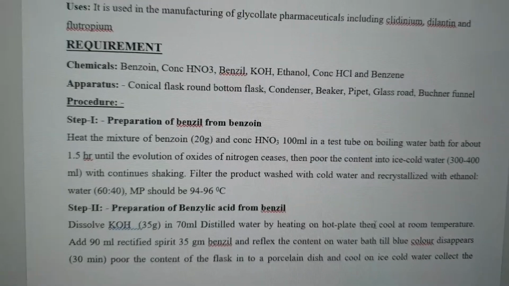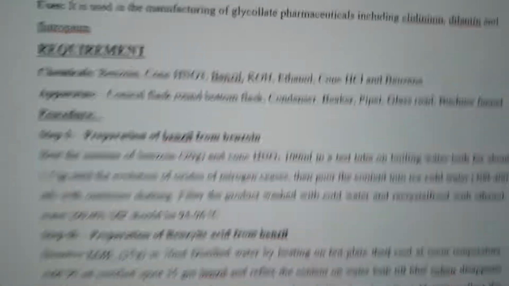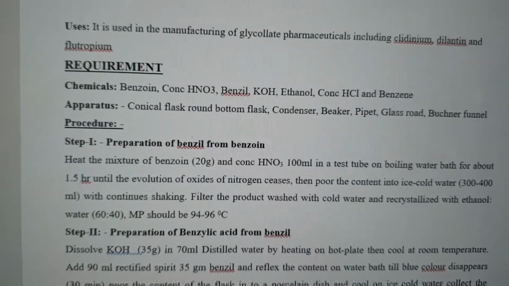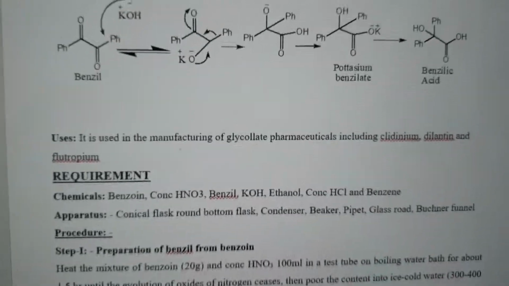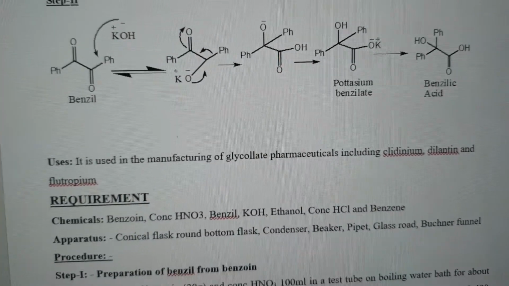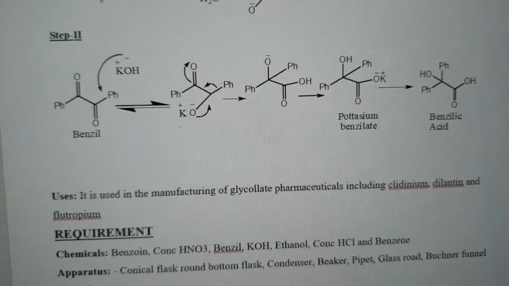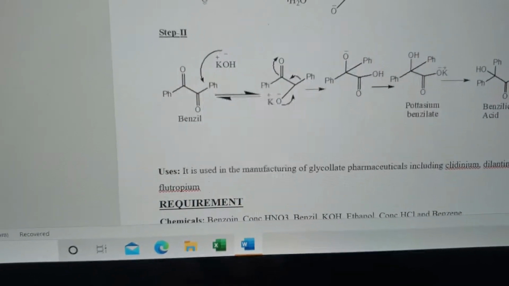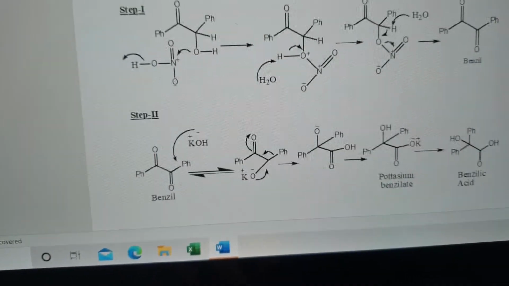Today we are going to carry out our first experimental part, that is synthesis of benzilic acid from benzil. We have discussed the experimental part, the theoretical aspect, the mechanism, how the reaction is carried out. We know that this reaction is a rearrangement reaction, not a condensation reaction, not an addition reaction. The synthesis of benzilic acid from benzil is a rearrangement reaction.